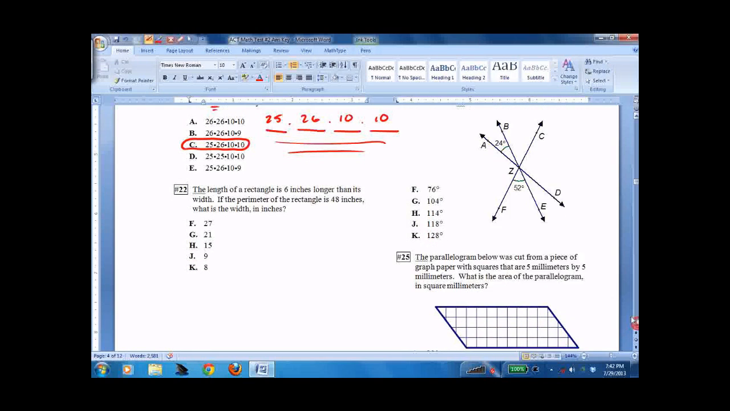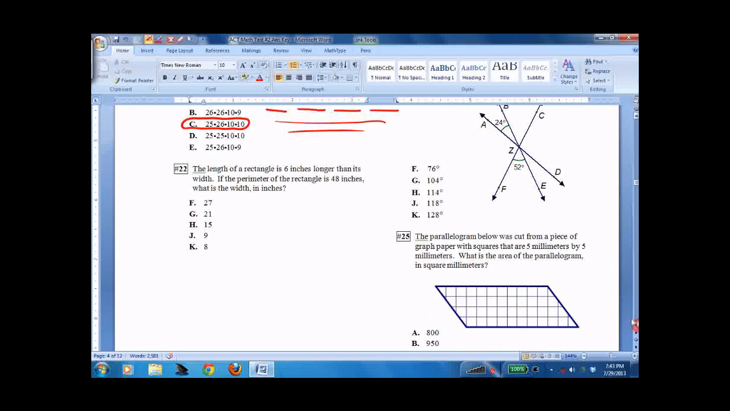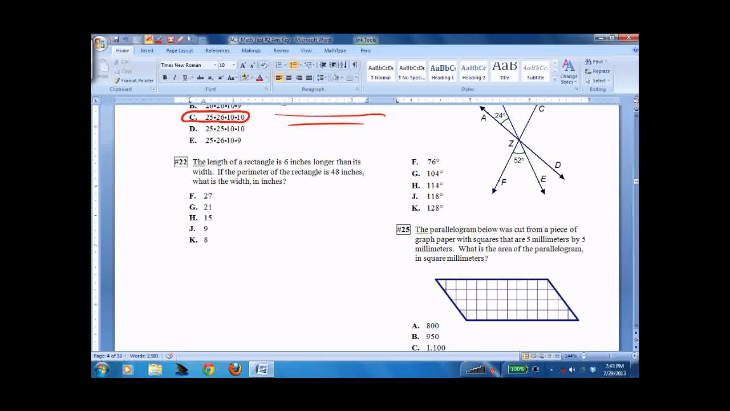Length of a rectangle, number 22. Length of a rectangle is 6 inches longer than its width. The perimeter of the rectangle is 48 inches. What's the width? Well, whenever I see this, I immediately write it like this. Length is the width plus 6, and perimeter is 2 length plus 2 width. We know that equals 48, so we can plug it in and do some math here. And the width equals 9.